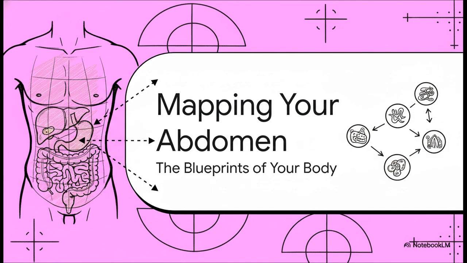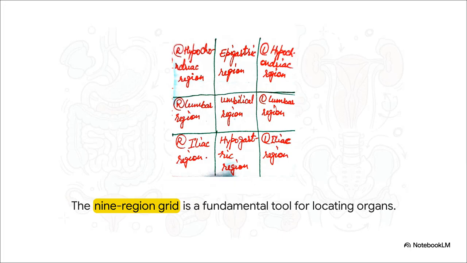Okay, first up, let's explore how doctors create this blueprint of your abdomen. This map is what allows them to figure out exactly what's going on inside, often just from looking at the surface. So this is it. This is the map. And honestly, it's basically a tic-tac-toe board drawn right over your abdomen. For example, if you have pain in that upper middle square, the epigastric region, that could point to a stomach issue. But pain down in the lower right, the iliac region, that's a classic sign of appendicitis. It seems simple, but this grid is an incredibly powerful diagnostic tool.